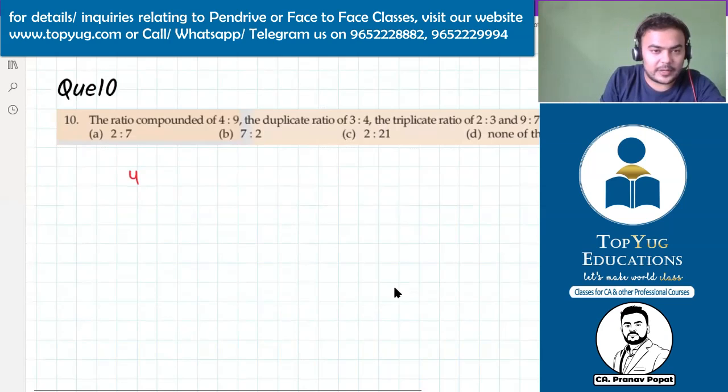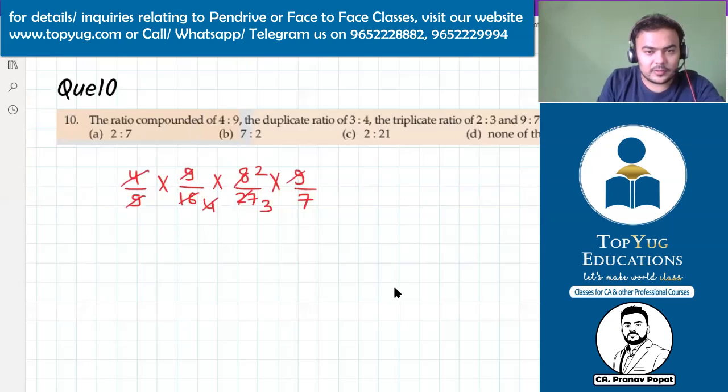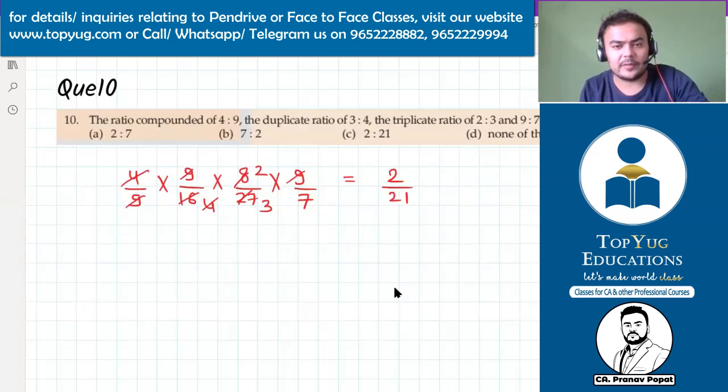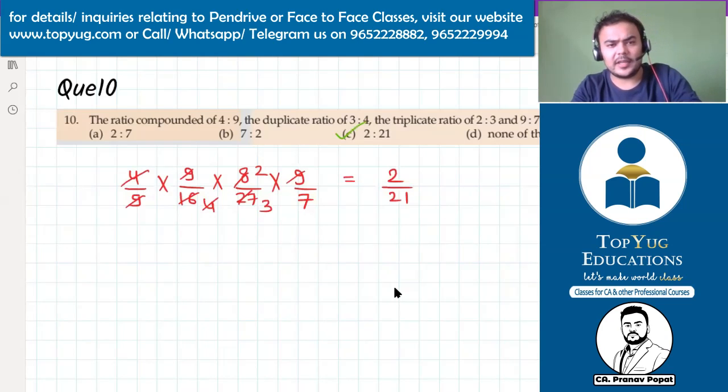So first ratio is 4 by 9. Second is duplicate of 3 by 4. I will directly write 9 by 16. Third is triplicate of 2 by 3, which is 8 upon 27. And the last one is 9 by 7. Now 9 and 9 cross. Then 9 and 27 cross. 4 and 16 cross. 4 and 8 cross. So the answer is 2 upon 21. I think it's 2 upon 21. And the correct option is C. Not A. You must be making some mistake. The right answer is C.